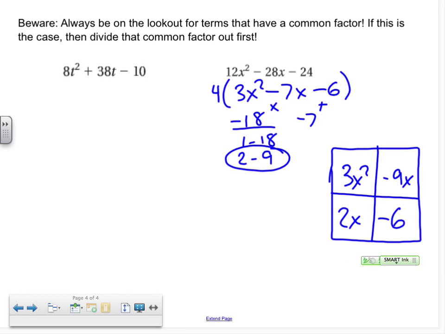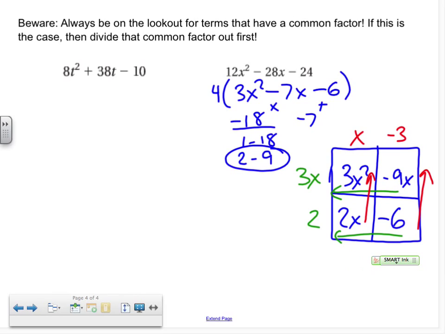Going across, 2x and negative 6 is 2. 3x squared and negative 9x is 3x. Going up, negative 6 and negative 9x is negative 3. 3x squared and 2x is x.